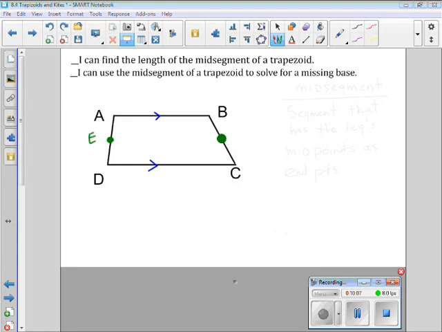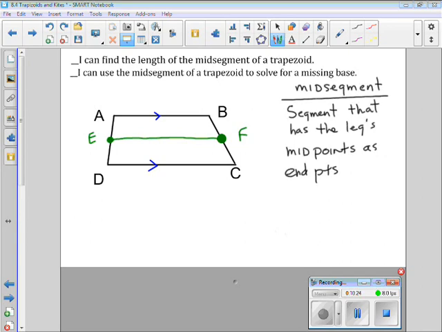Okay, so there's that point. Let's call that E and F. No real reason other than they just happen to be the next letters in the alphabet. What we find is that when we draw the segment that connects those 2 points, E and F, we create a thing called a midsegment.